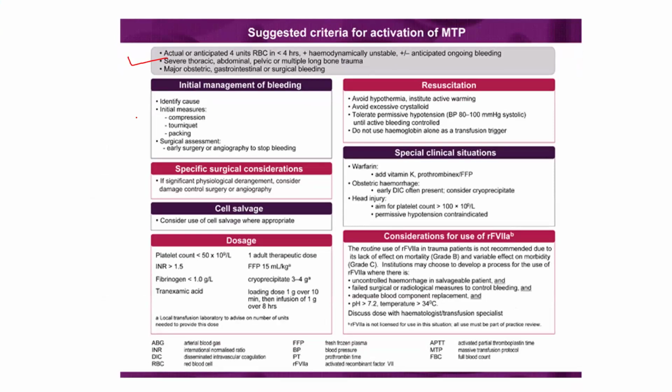They have thought about the initial measures, that is your damage control resuscitation. After that, they have also considered cell salvage procedures, to reduce the need for blood products. Then they have mentioned the individual doses, that is for platelets, your cryo, and your tranexamic acid. Along with that, they've also mentioned other supportive care that needs to be given.